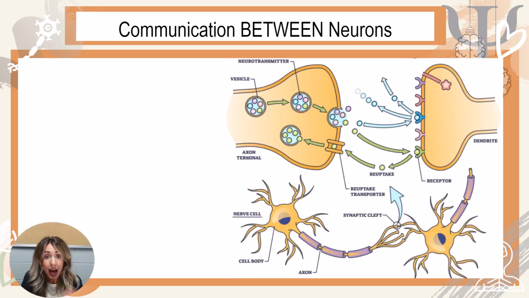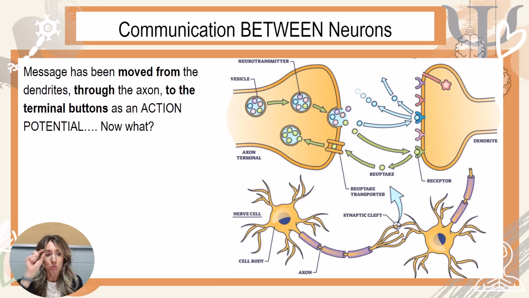Okay, so now the message has reached the end of the neuron. It did the wave down the axon, and now it's in the terminal branches. As we talked about in class, what happens in the terminal branches is it's got to spit. So what is that spit process?